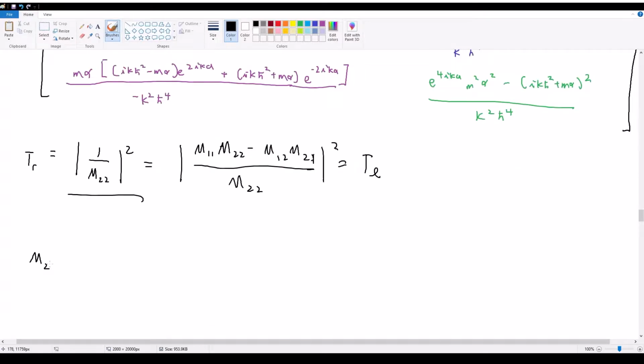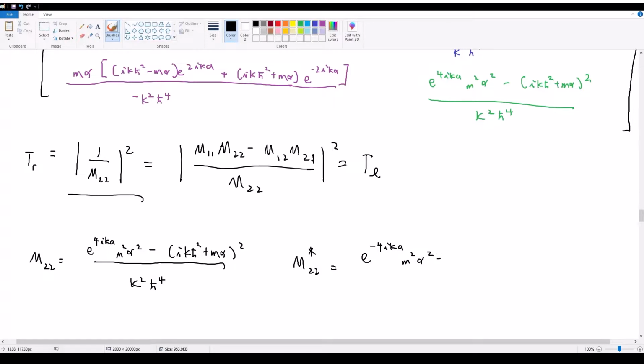Let's do this. M22 is equal to e^(4ika) times (m squared alpha squared minus ik h bar squared plus m alpha squared) over k squared h bar fourth, and then the complex conjugate of m22 is going to be e to the negative 4ika times (m squared alpha squared minus negative ik h bar squared plus m alpha squared) divided by k squared h bar fourth. So our final step now is to find the magnitude squared of this expression and then find TR.